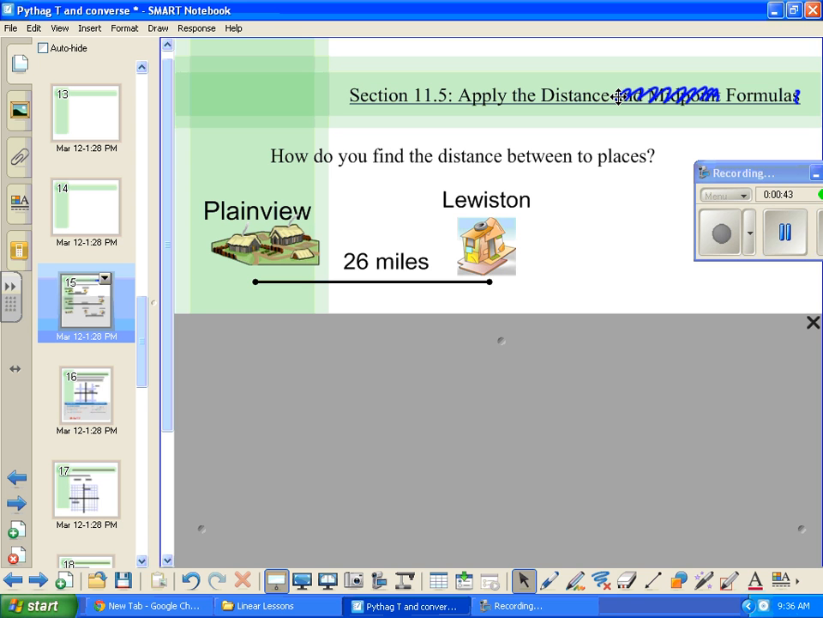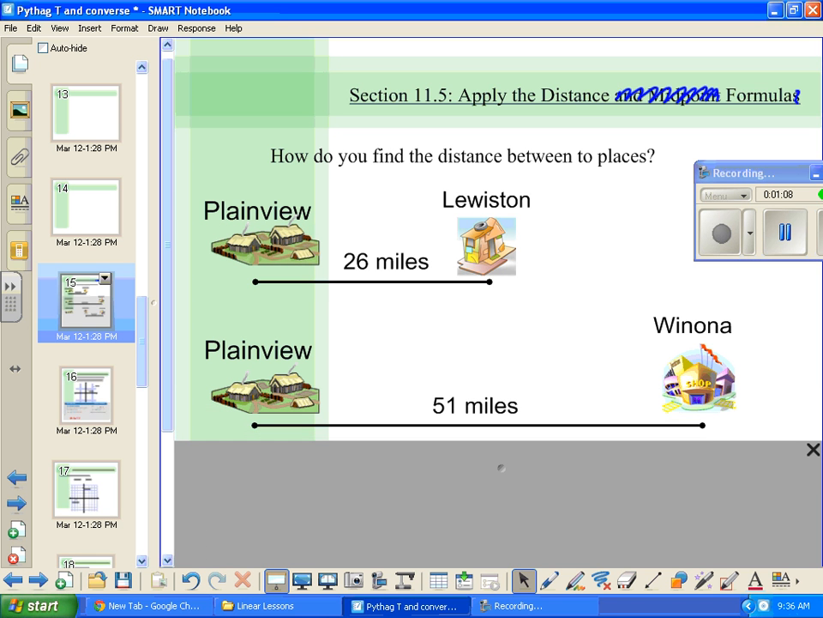And it says here, how do you find the distance between 2 places? And what I've picked is a few cities that are nearby Plainview here. And some nice little illustrations to go along with it. I'm kind of estimating, I'm not really sure the exact numbers, but I'm guessing that Plainview to Lewiston, I estimated at about 26 miles. I know that may not be right. You don't have to call me up and tell me that it's not 26. I'm just kind of guessing. Let's say along one route it's 26 miles. So let's say I know that distance. And then let's say I know the distance from Plainview to Winona. We'll say that's about 51 miles, somewhere along the same route.